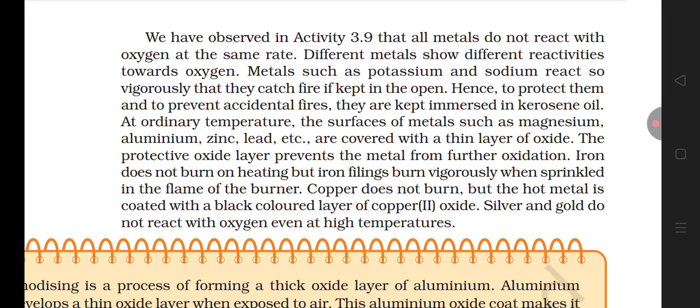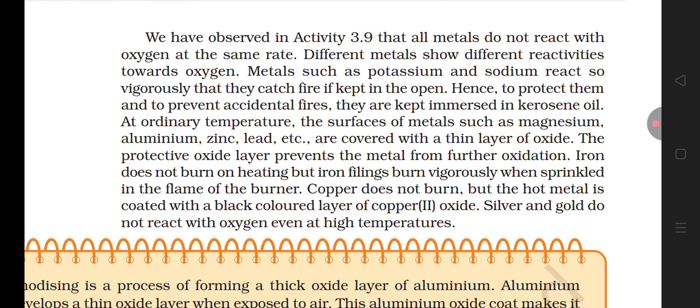We'll read about it. Copper does not burn, but the hot metal is coated with a black colored layer of copper oxide. Silver and gold do not react with oxygen even at high temperature, because these are metals which require so much heat, so they do not react with oxygen even when they are given very high temperature.